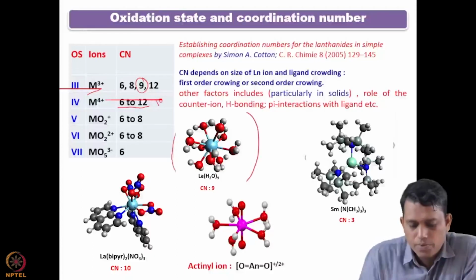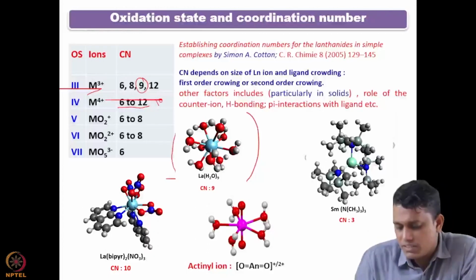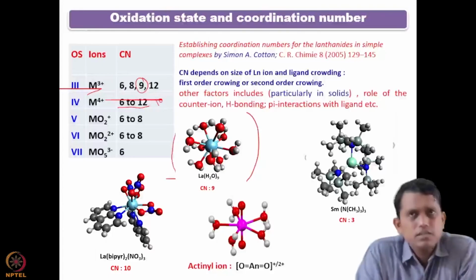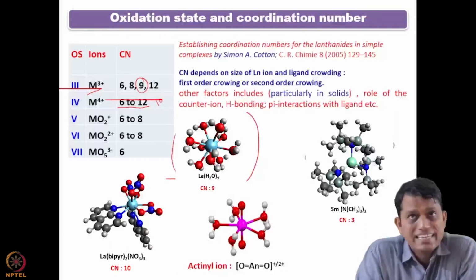This is the coordination number 9. This is the aqua molecule. You can see 9 water molecules surround the lanthanum ion. But there are cases in which the coordination number goes as low as 3. Why? Because in general, the coordination number depends on two factors. One is the size of your lanthanide ion, and the second is the ligand crowding.